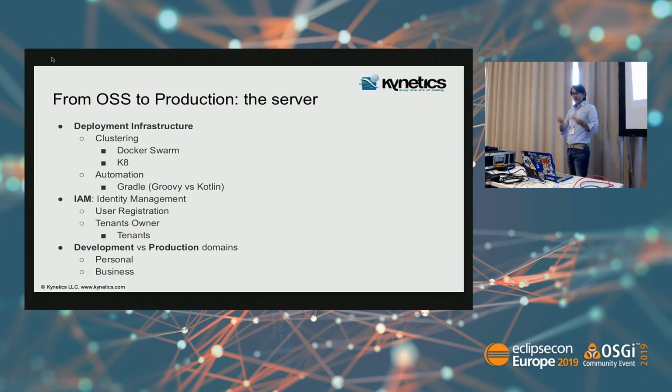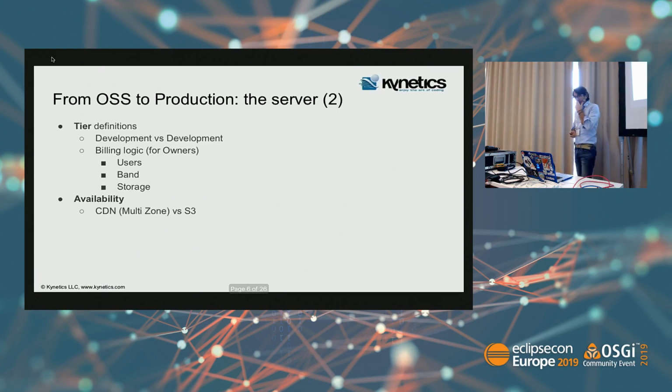Of course, we created two different deployments, one we call personal, for customers that just want to have a few devices, less than 20, and another tier that was more business oriented, where we can handle more than 1,000, in the order of thousands of devices. So we did the tier definition, and of course the billing logic.